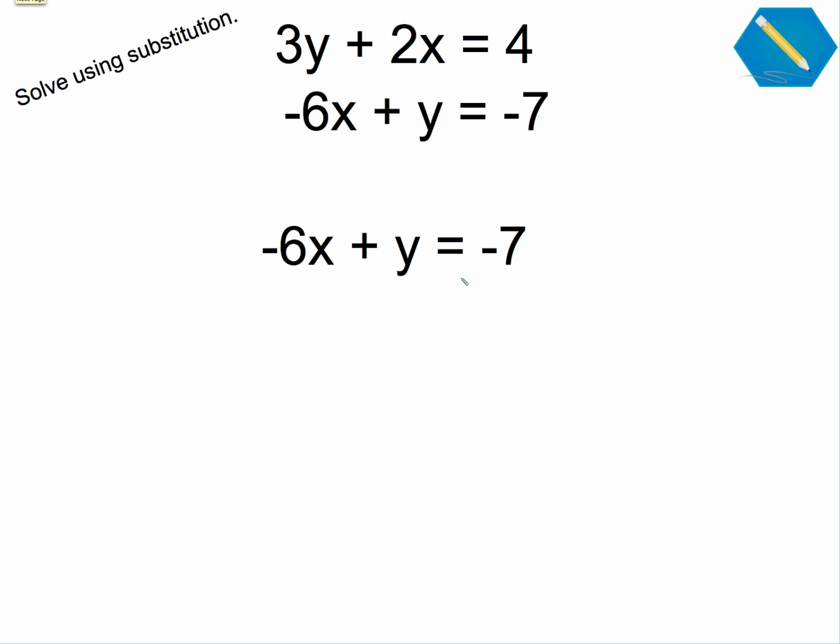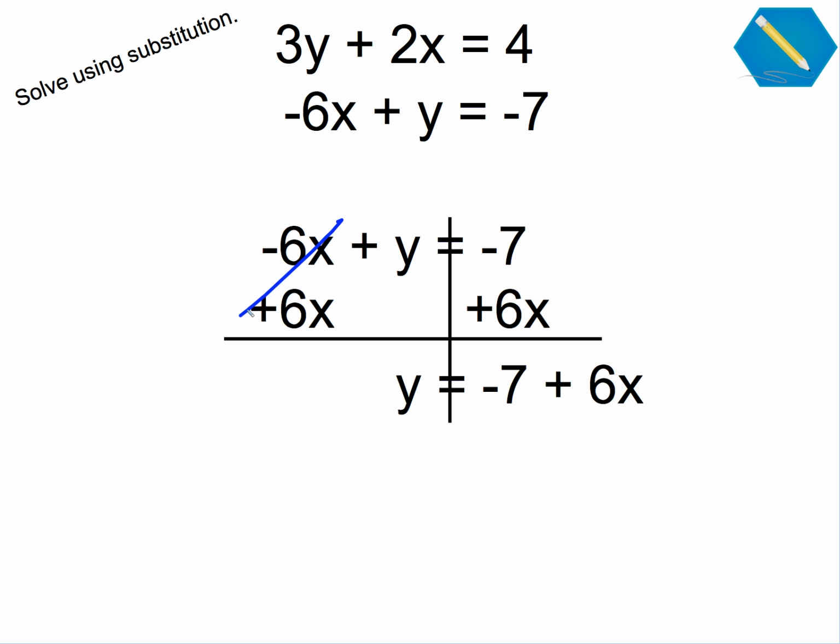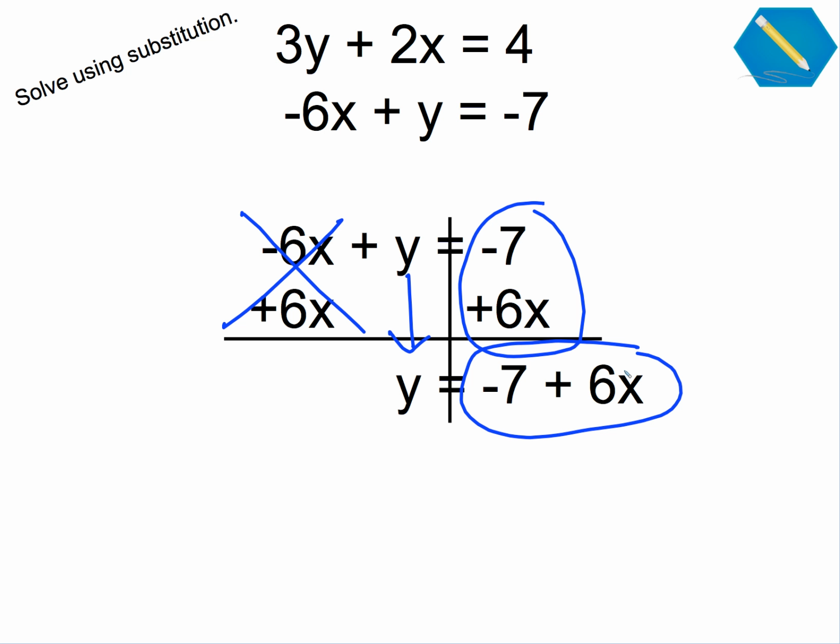So I have this equation. I'll separate my two sides, and in order to get y by itself, since this is a negative 6x, I need to add 6x to both sides. That way the negative 6x plus 6x cancels. I brought down the y, and I cannot add this, so I just literally write it negative 7 plus 6x. Now I know that y is equal to this. So that's this equation and it's done.